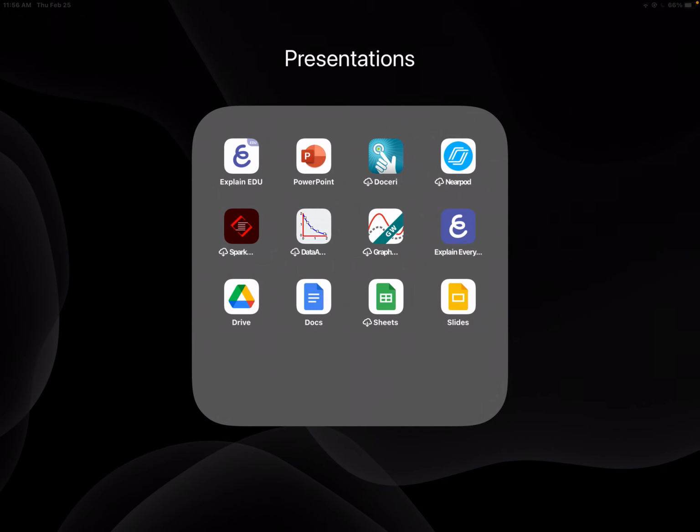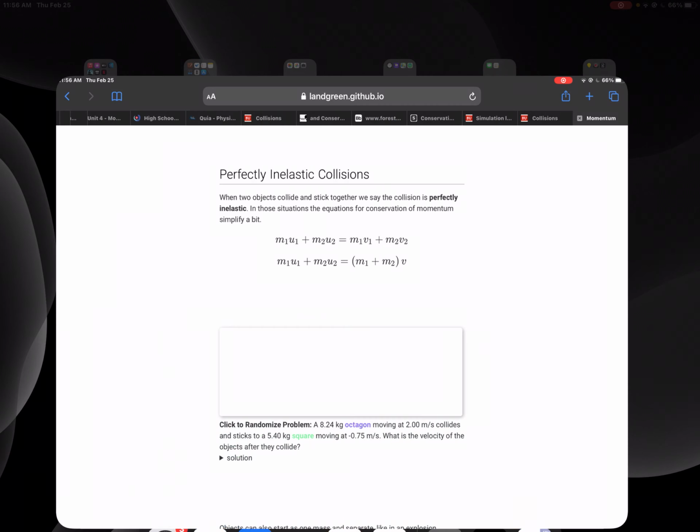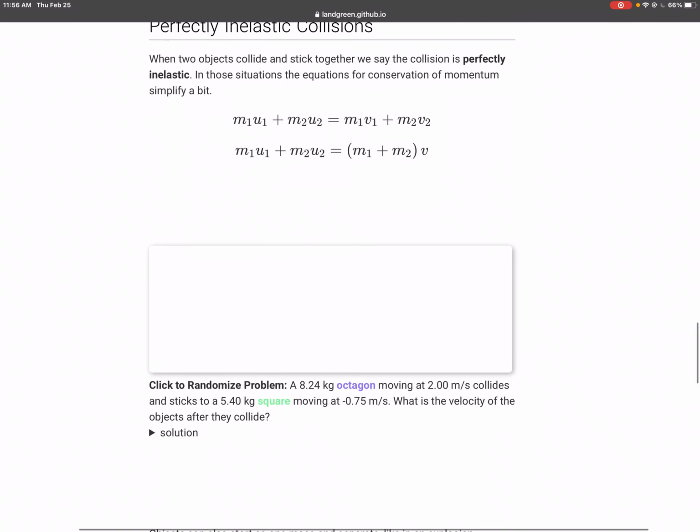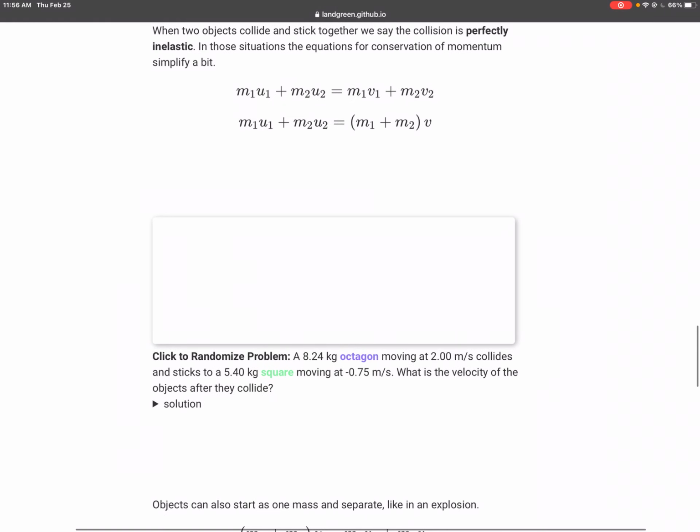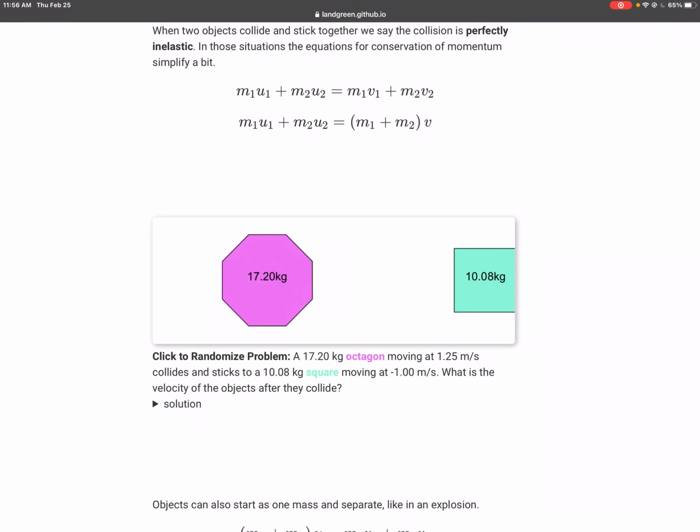Now, if we look at what happens in a collision, in this simulation here, you're going to have an 8.24 kilogram octagon moving at 2 meters per second, collides and sticks to a 5.40 kilogram square moving at negative 0.75 meters per second. Now remember, if something is moving to the left or is moving west, we consider that velocity to be negative. And it's very important we use those signs right, or otherwise we'll get the problem wrong. So when these two objects meet, they're both moving.